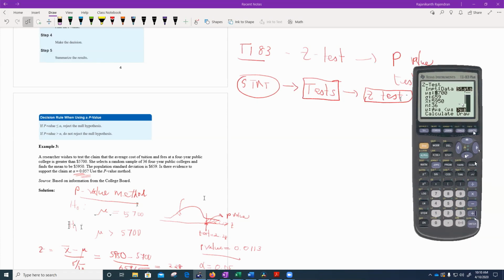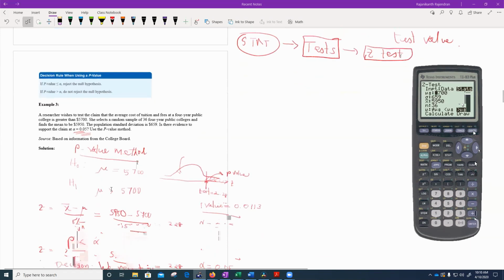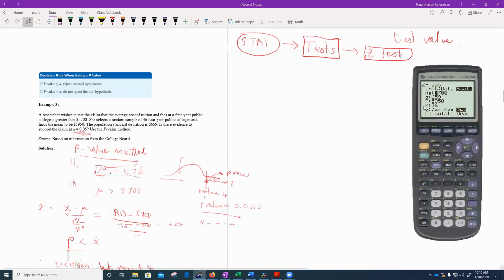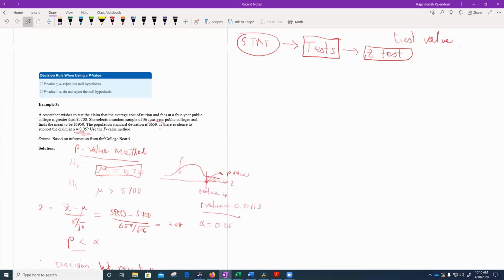And number two, mu naught. The mu naught is the value in your problem. You see, the problem says mu naught, that is my mu. So you are plugging this value into your calculator. That's what I have here, 5,700. Then the population standard deviation for this problem is 659.